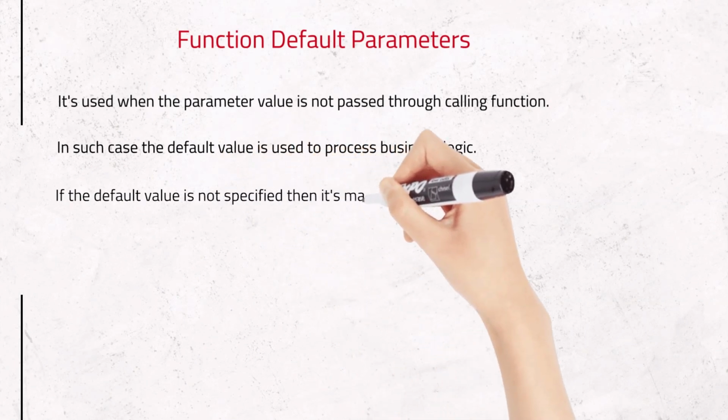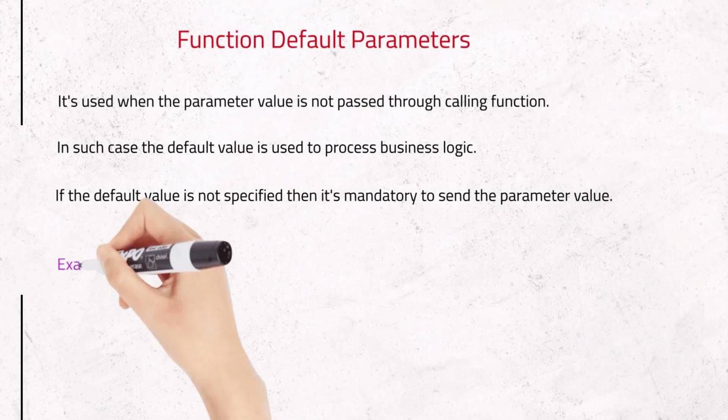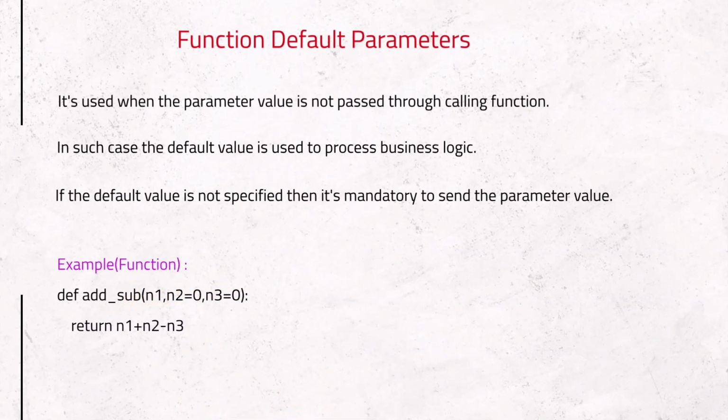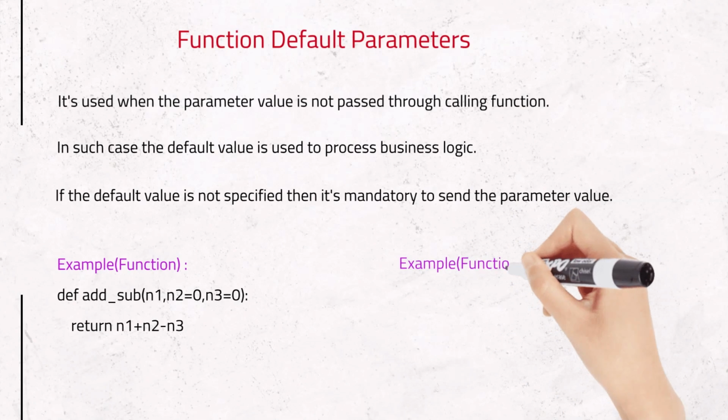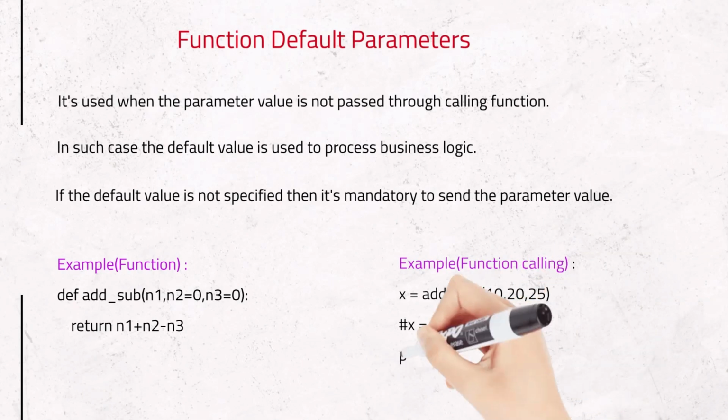If the default value is not specified for any parameter during the function declaration, then it becomes mandatory to send that parameter value when the function is called. In the example, a function is declared with three parameters where n1 is a mandatory parameter and n2 and n3 are optional parameters. If they are not passed, then the default value will be taken as 0. In the function calling, first the function is called with 3 arguments, and in the second commented function call only one parameter is passed.